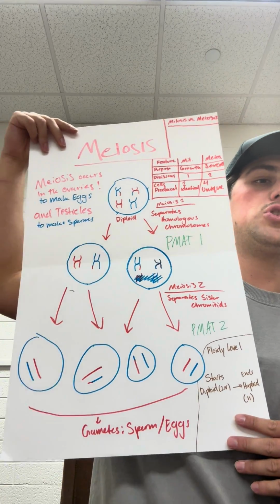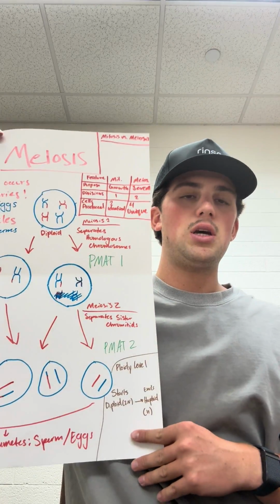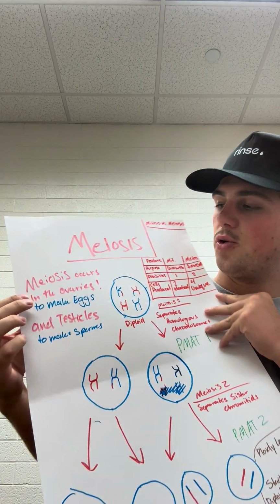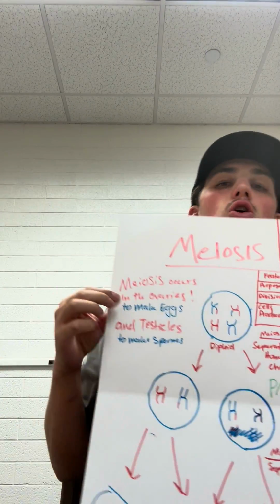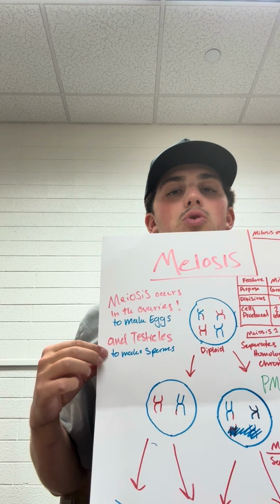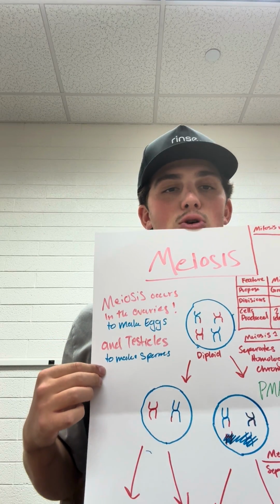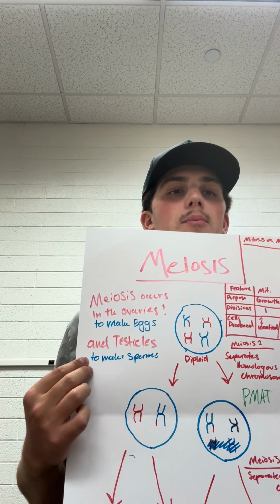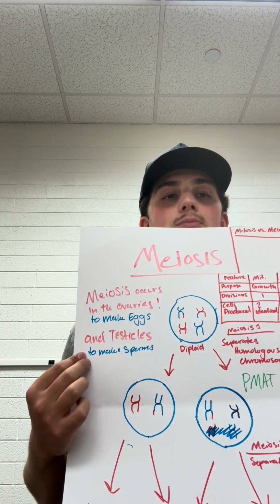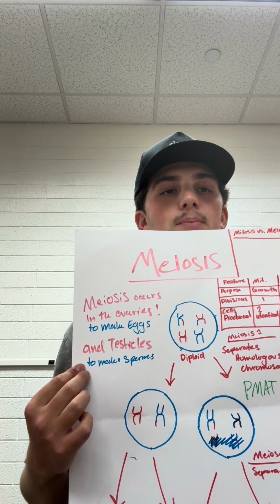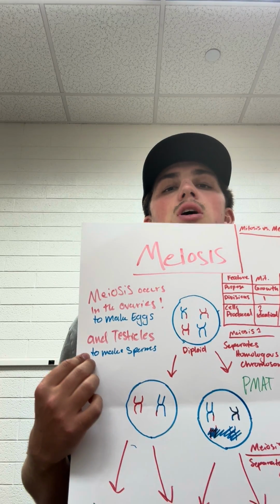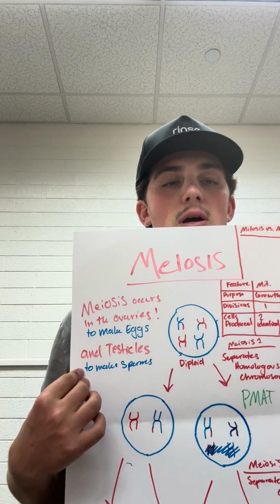So meiosis happens only in the reproductive organs, the ovaries and the testes. So meiosis occurs, sorry, I needed to orient myself. Meiosis occurs in the ovaries to make eggs, and then it also occurs in the testicles to make sperm. And so in the rest of the body, they don't use meiosis. That's what makes it a little different. It doesn't happen in like the other body cells, like in skin or muscle, that they use mitosis.